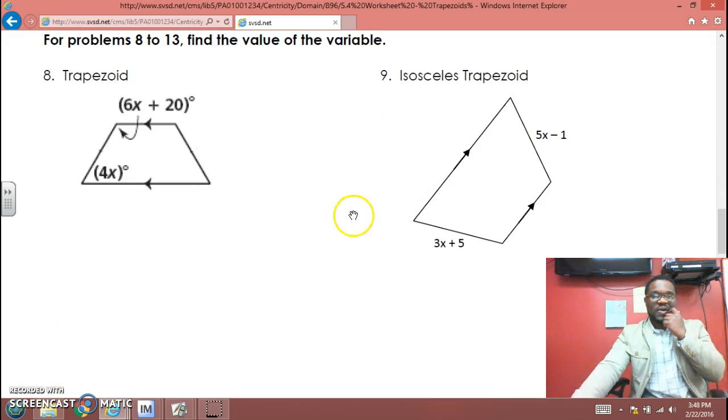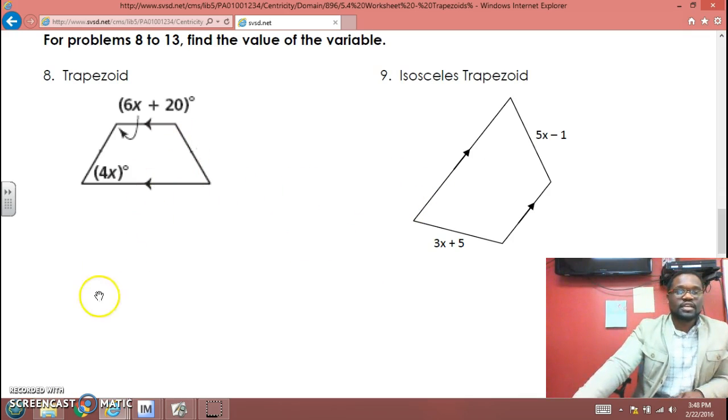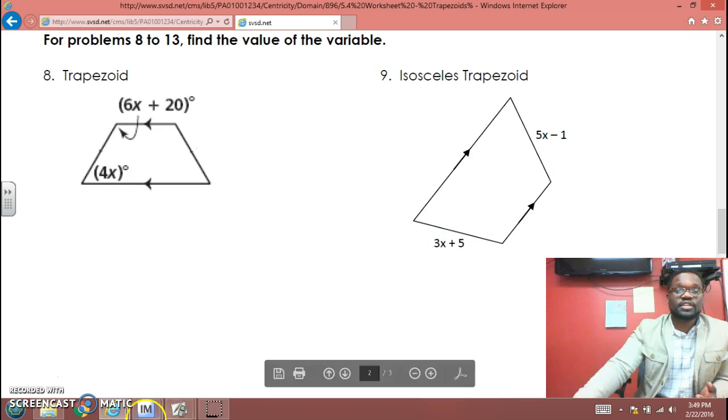Now, I don't have a lot of time, so this is where I would say this plus this equals 180. They're consecutive angles, and they add up to be 180. If this is an isosceles trapezoid, we know that those two sides are congruent, so we set those equal to each other. All right, running out of time.